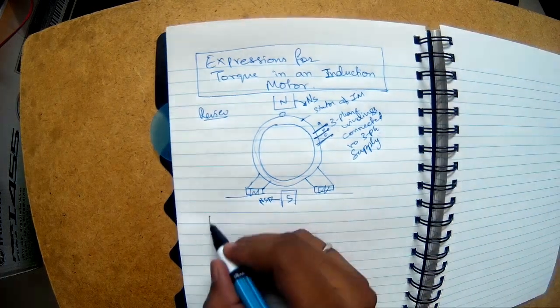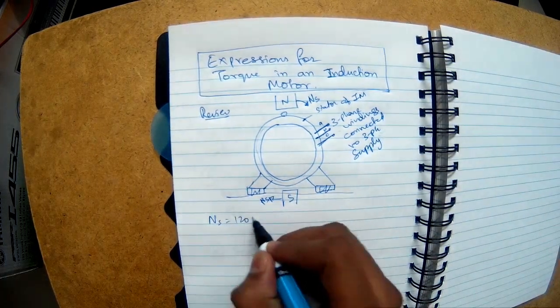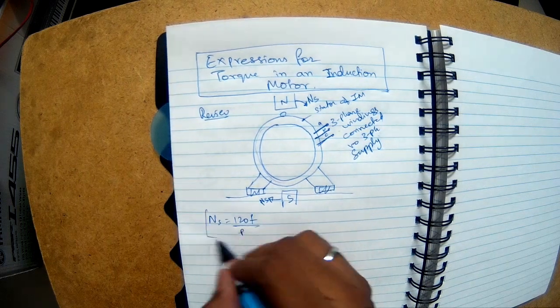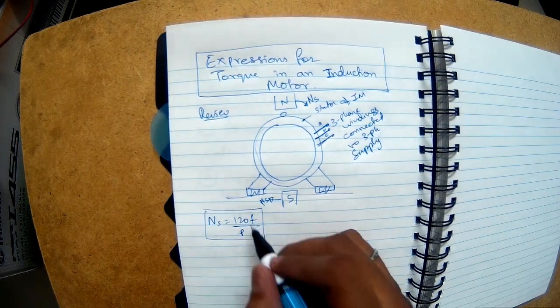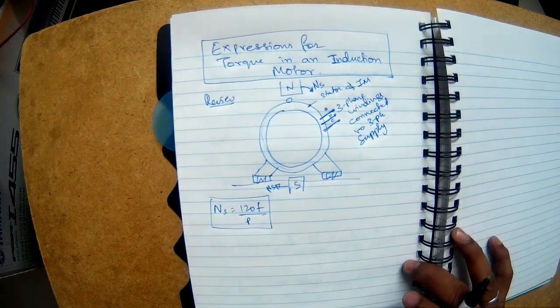Now what is the value of Ns? Ns is 120 F by P. This also you have seen. F is the supply frequency and P is the number of poles.